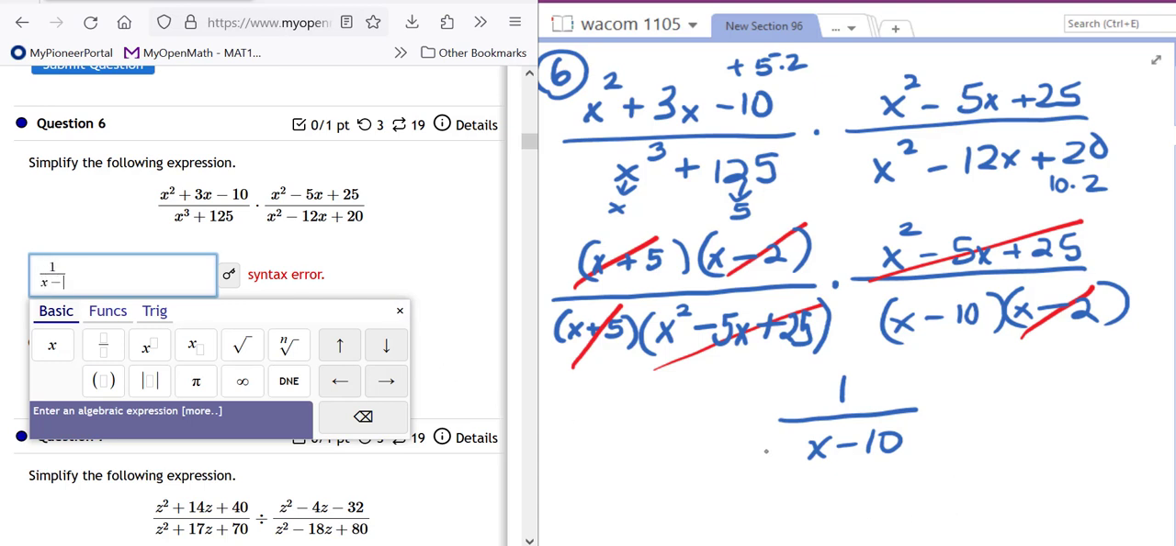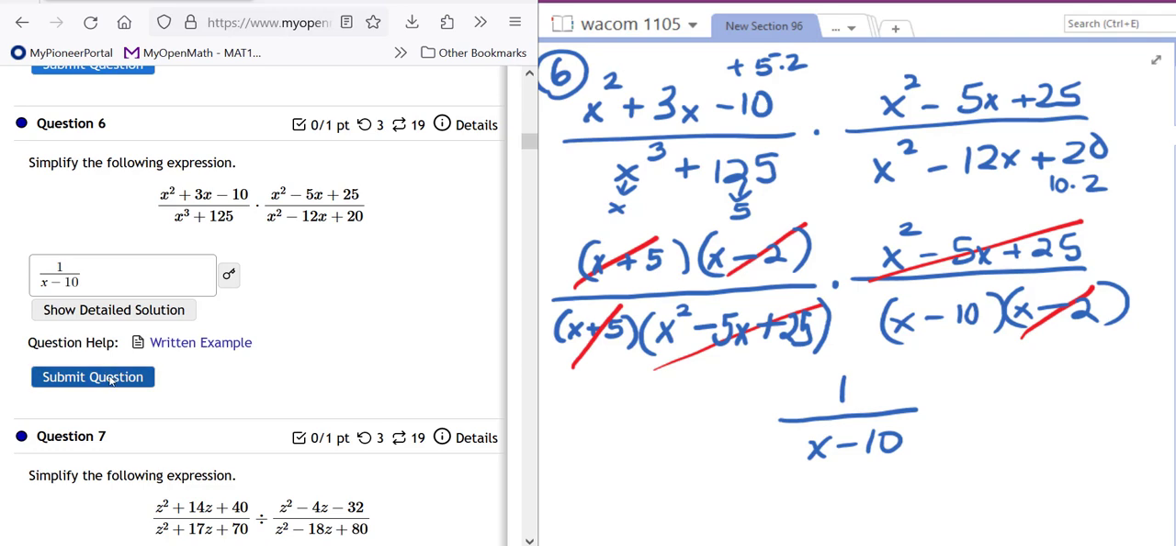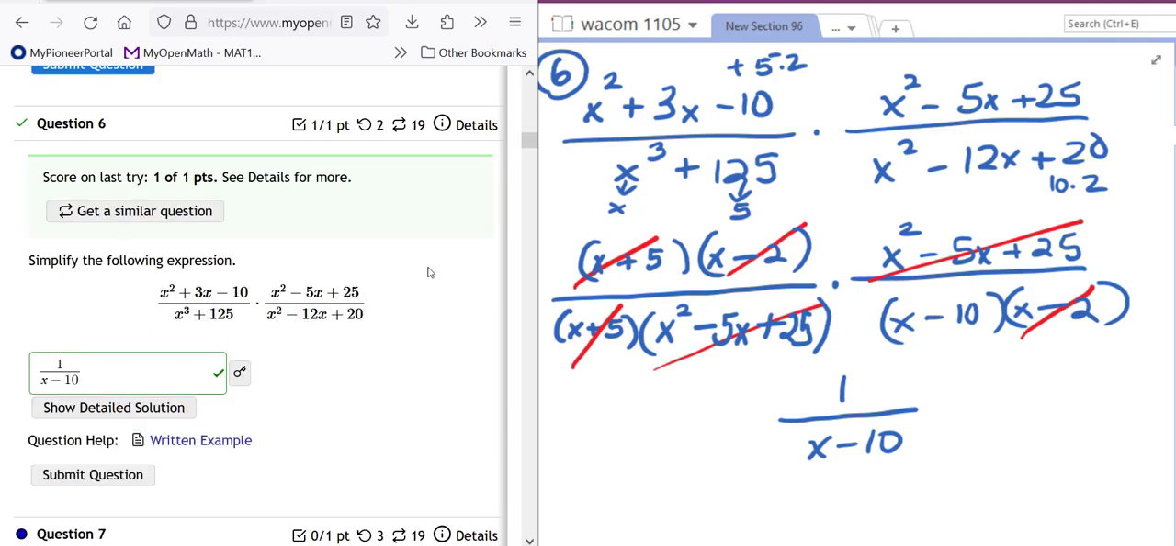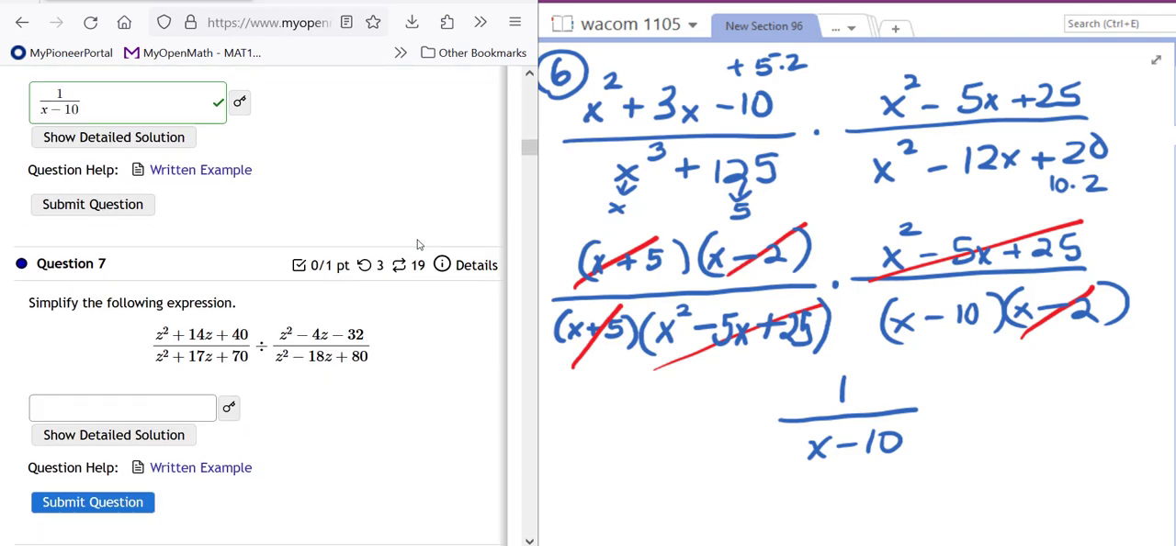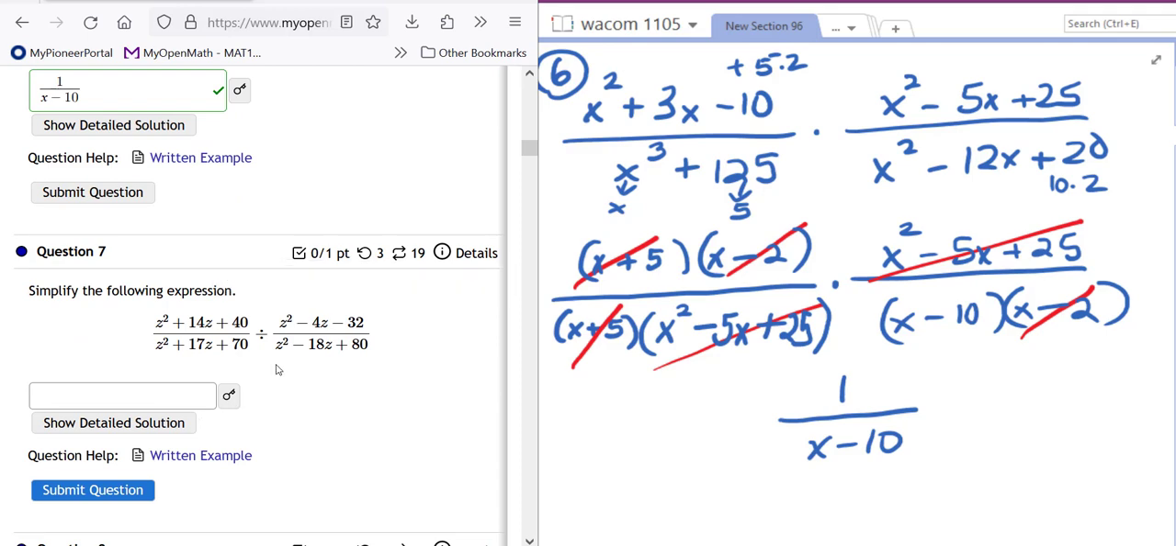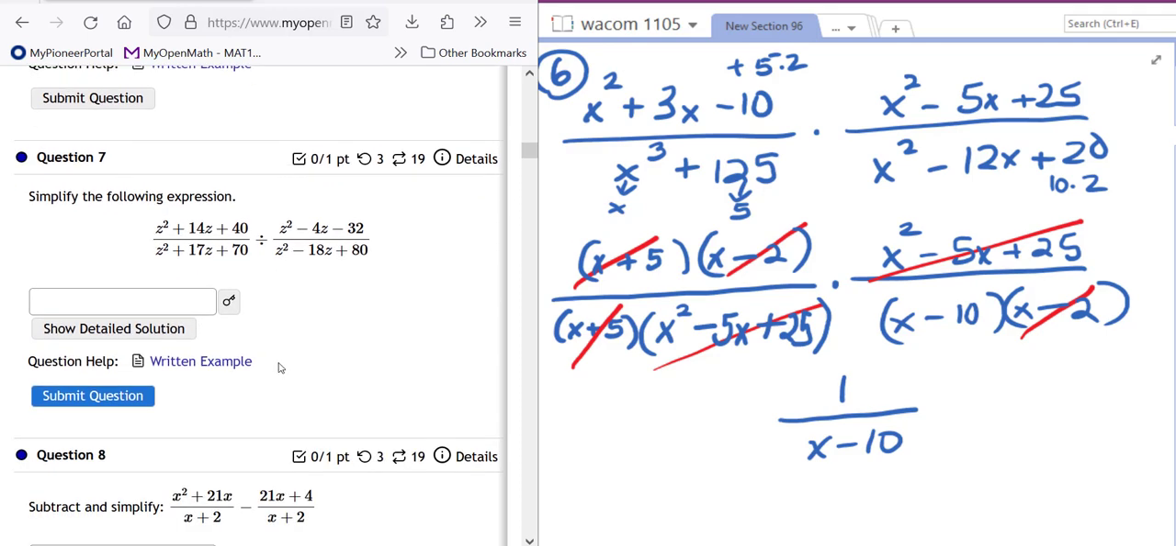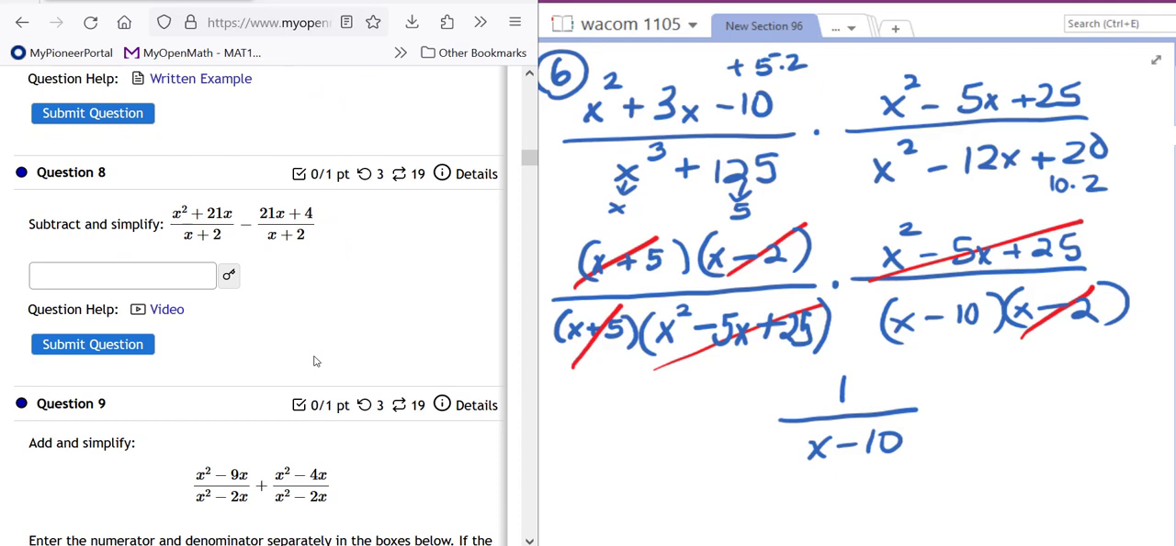And an x minus 10. Good. All right, next is another division. I'll skip that. We did a division. Right, and question 8 gets us to a subtraction.